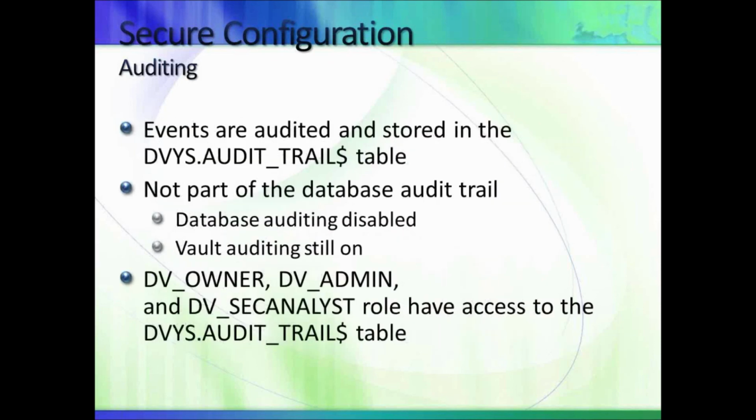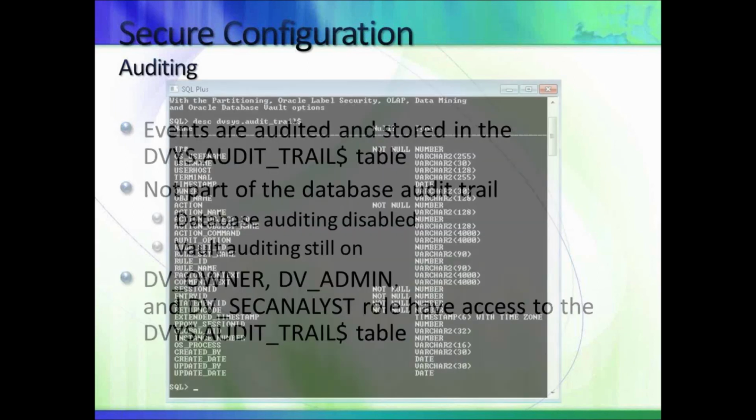You have audit trails stored in two different places. There is the Vault audit trail as well as the regular DBA audit trail, and you will have both places if you've turned on Database Vault to do auditing. So this is separate: the Vault, even if you turn off database auditing, your Vault auditing is still turned on, so you have access to see that information.